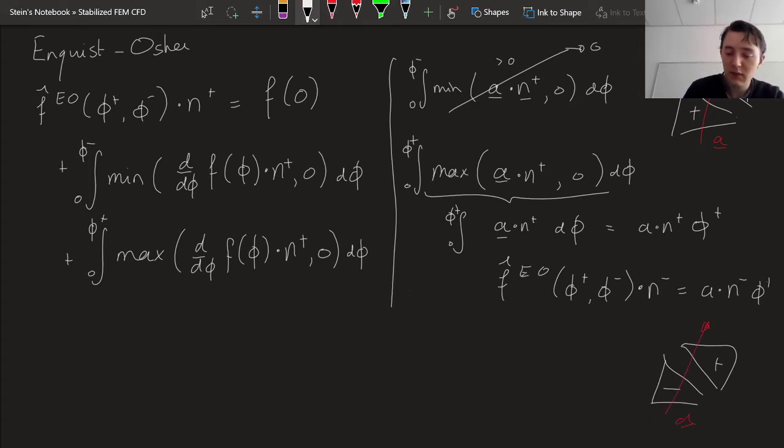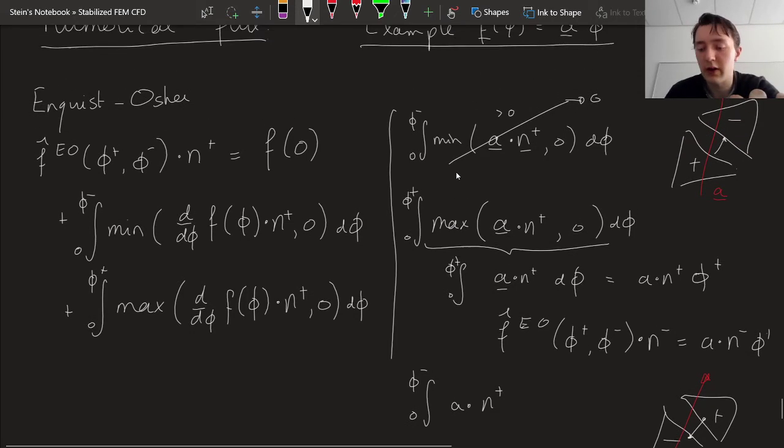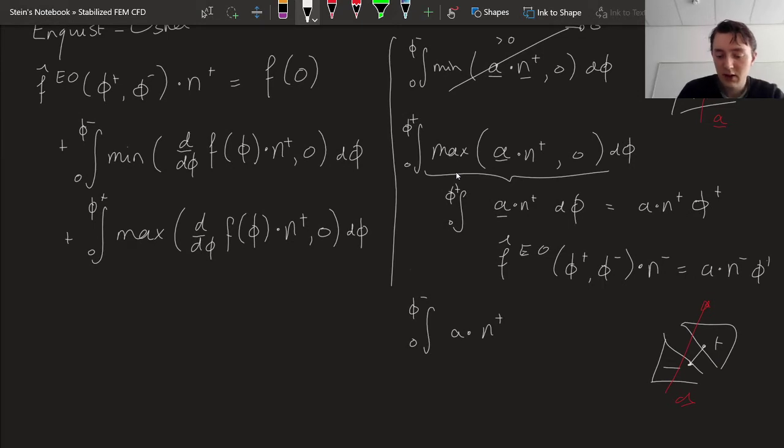So then our first term would be non-zero and our second term would be 0. So then you would end up with the integral from 0 to phi minus of a dot n minus, or sorry, I should still say n plus. That being this vector now rather than the vector up top here, d phi. And the second integral from 0 to phi plus is going to be the maximum of, well, a negative value, right? A max of a dot n plus is a negative value, or 0. Well, that's going to be equal to 0. So that second integral drops out. So we only have the first integral left.